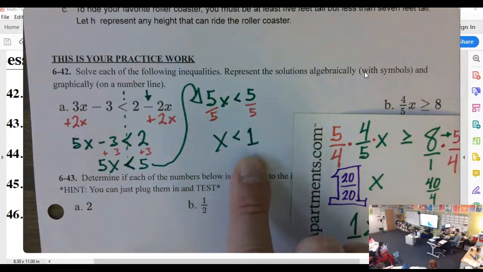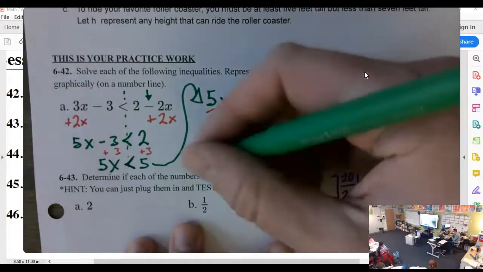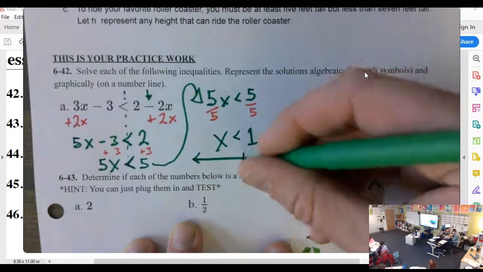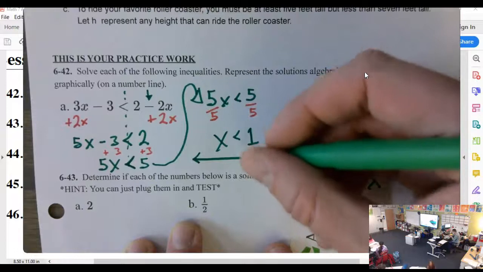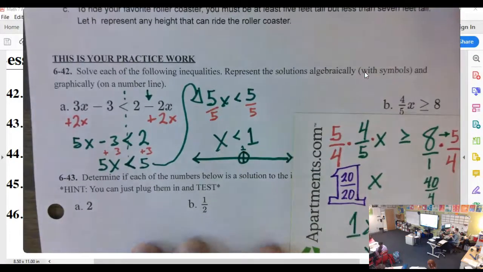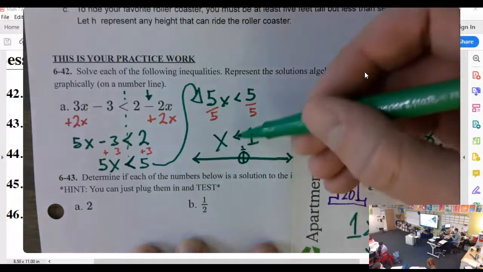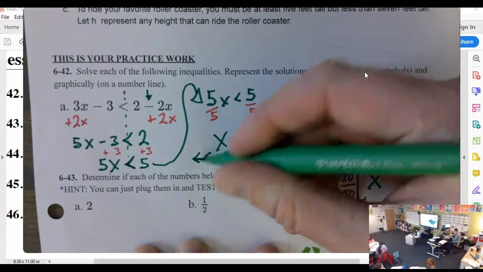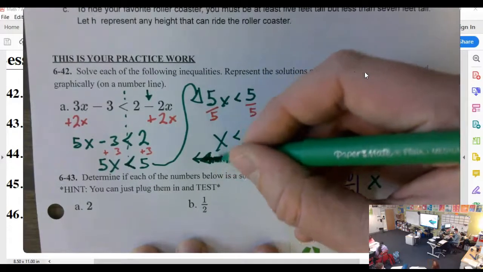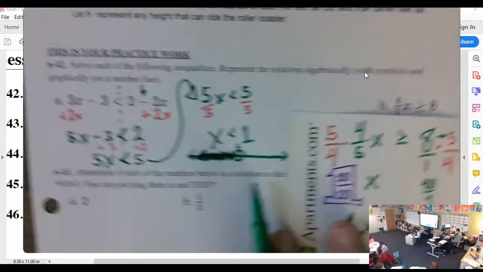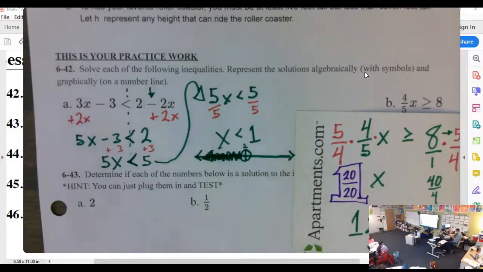How can I go graph this now? We put the boundary point, which here is 1. I barely have space to write it. We circle it. Is that going to get shaded in? No, because it's just less than. So we shade to the left and put an arrow at the end of our shading. X can be any number out there.